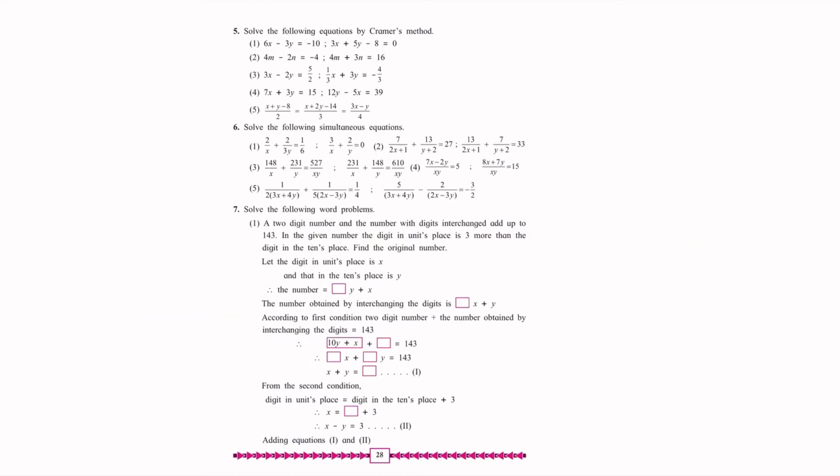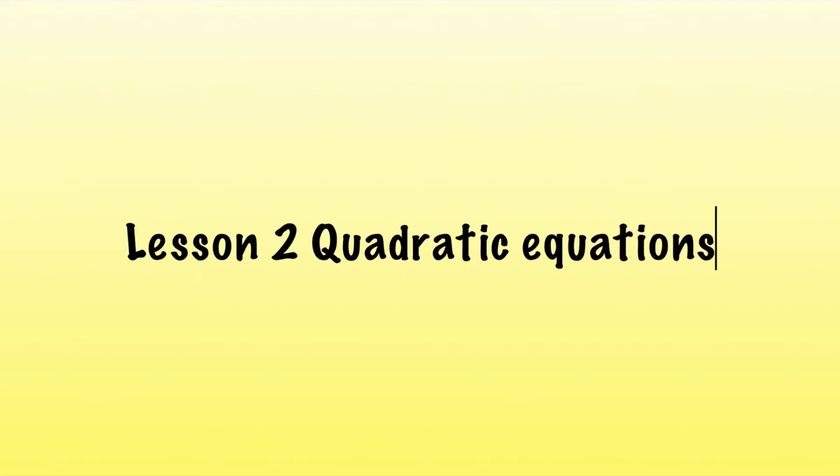Next we have on page number 28, directly from this, question number 6, solve the following simultaneous equation. So this is from reducible form, so therefore that is also reduced, question number 6 only. Next is the next lesson number 2, quadratic equation.